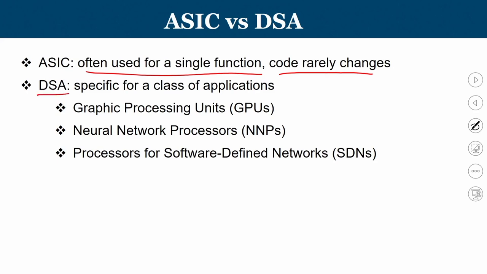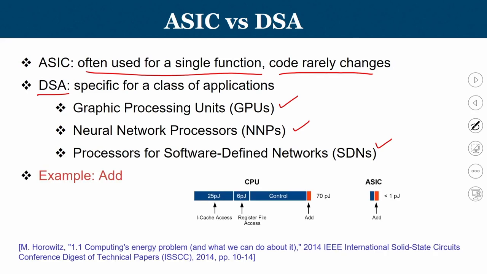It's specific for a class of application, your graphics processing unit, which we already saw in the first half of the course. GPU is a domain-specific architecture. Your neural network processors, NNP, is another class of domain-specific architecture. And then processors for software-defined networks, the SDN, they are also part of domain-specific architectures that we are going to learn.